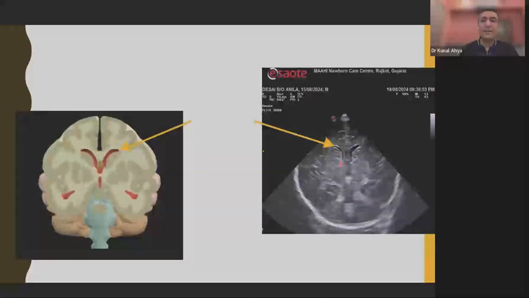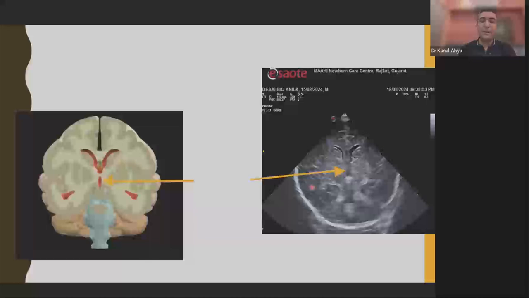Now, this is the Trishul view. Here you can see the lateral ventricles on both sides, as well as the third ventricle, and this is the cavum septum pellucidum. So more like a three-pronged view. Here you can easily make out the connection between the lateral and the third ventricle. So what is this structure connecting the lateral ventricle and the third ventricle? Yes, foramen of Monroe. Very good.